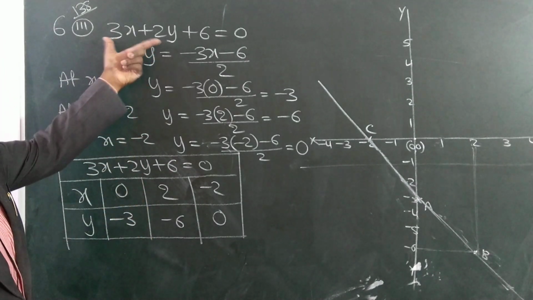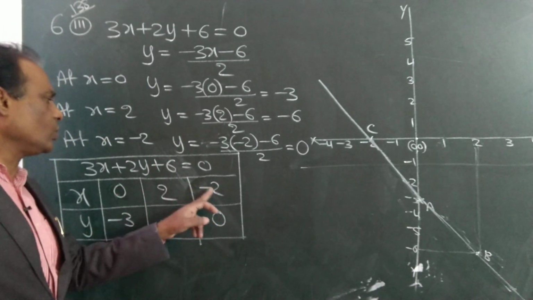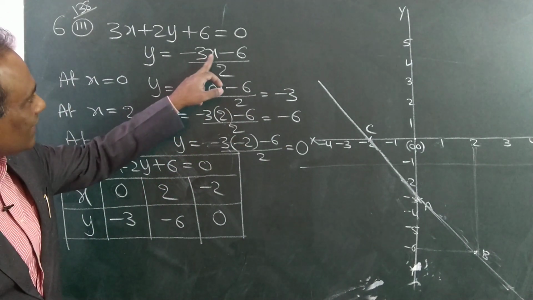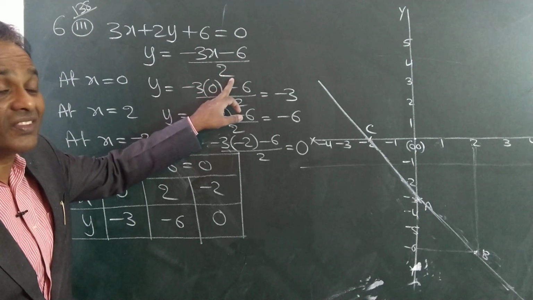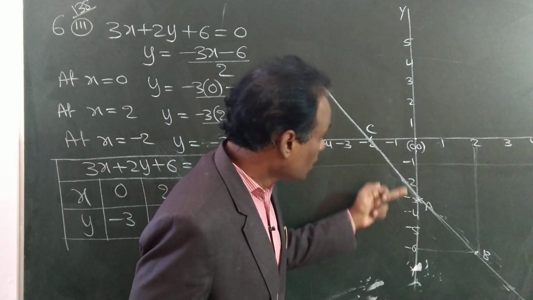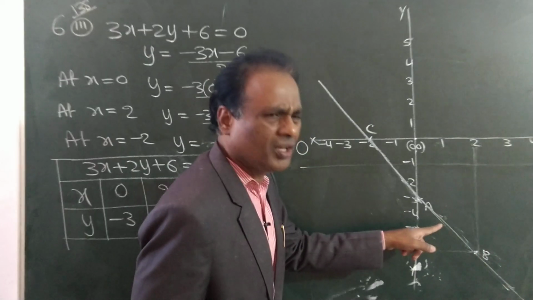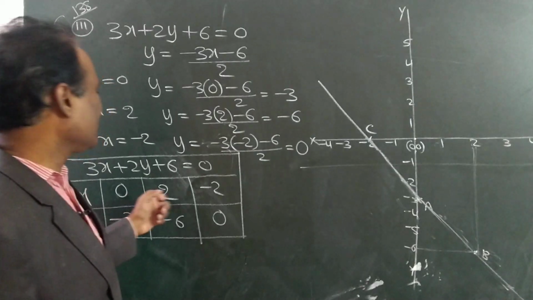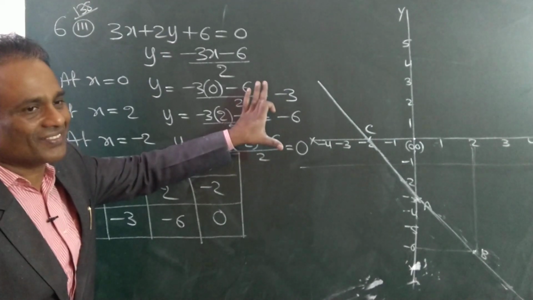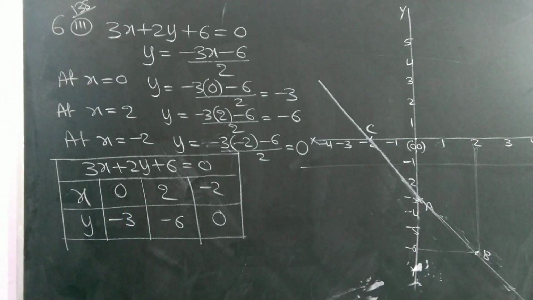So you substitute, take any x value. It is not that we should take only these values. Why did I take 2 and minus 2? Because to avoid fractions. Suppose if I take 1, 3 into 1 is 3, 3 plus 6 is 9, 9 by 2 is 4.5. So in between 4 and 5, suppose this is 4 and this is 5, there will be a mark. Like that also you can do, but I just avoided fractions. I took different numbers so that I got only integers, not fractions. So same process, same steps you write.